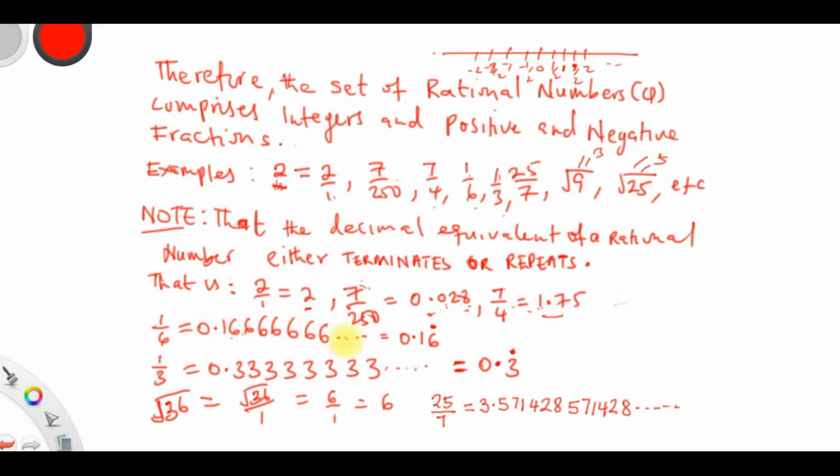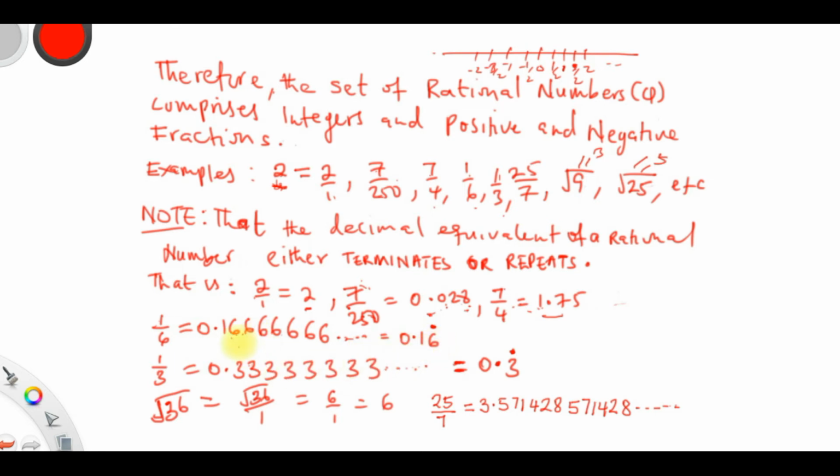1 over 6 is 0.1666. You see that this 6 is repeating to infinity. It will never end. It will go on and on. If you punch this into your calculator, depending on its capacity, it will terminate at a certain point. But this 6 goes on without ending. It does not end. It repeats.